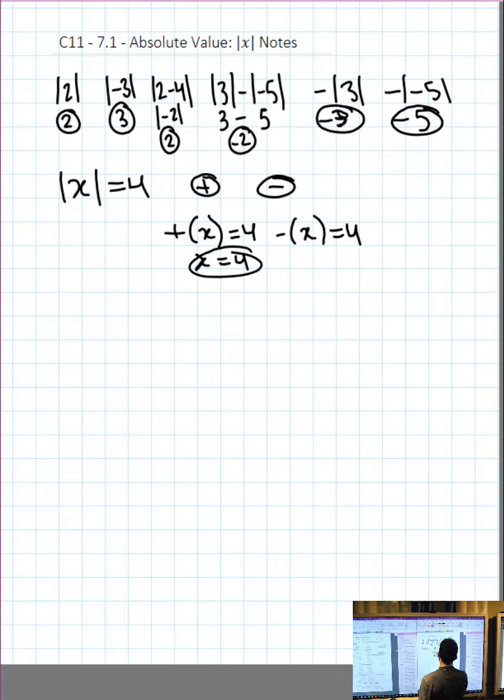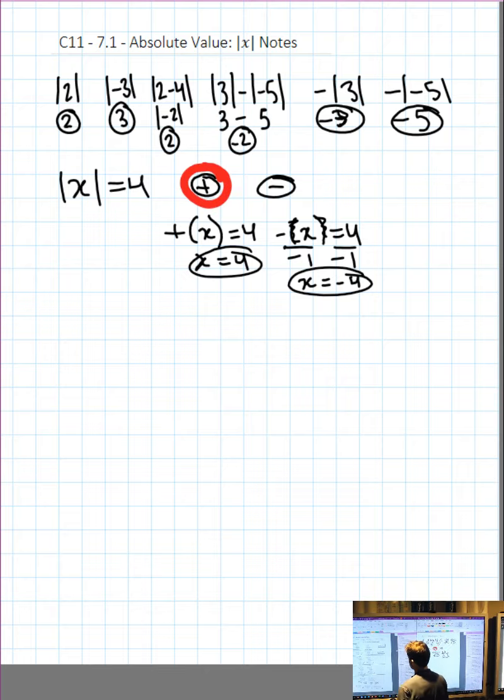Then these brackets are unnecessary, scribble them out, divide both sides by -1, x equals -4. Circle your answer. So the method, again, the positive case, distribute a positive into the absolute value. The negative case, distribute a negative into the absolute value.